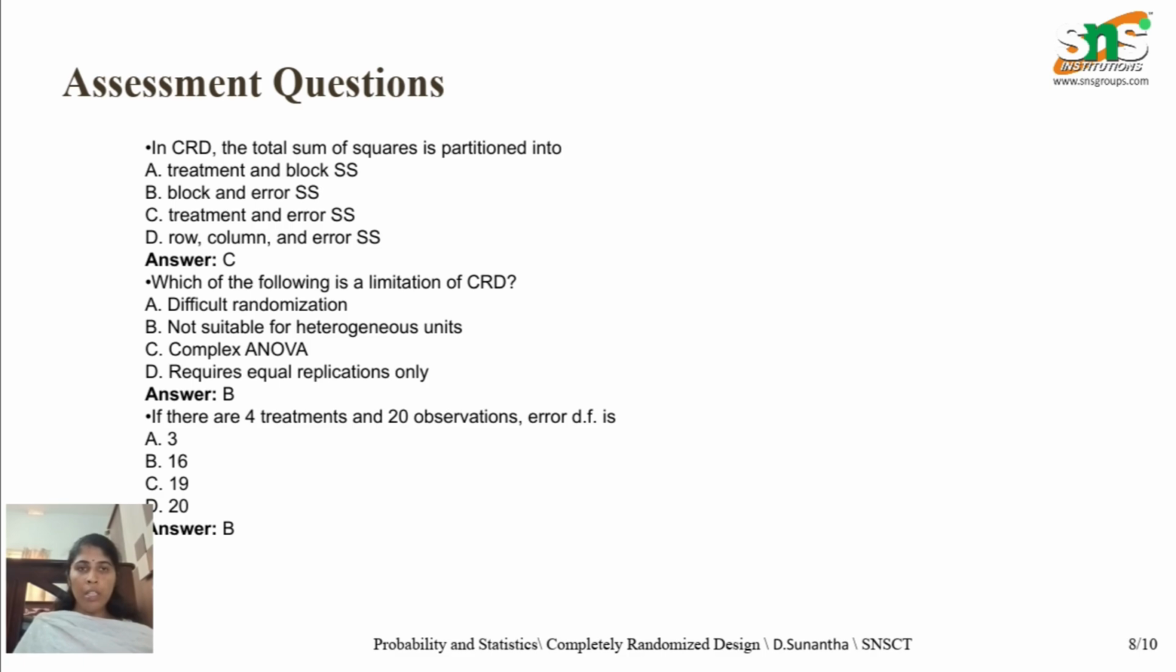So here are a few assessment questions. In CRD, the total sum of squares is partitioned into treatment and block, block and error, treatment and error, or row, column and error. Here we only have treatment and error, so option C is correct. Which of the following is a limitation of CRD? Difficult randomization, not suitable for heterogeneous units, complex ANOVA, or requires equal replications only. Since we have seen a few minutes before that for heterogeneous units CRD won't be suitable, option B is the answer.